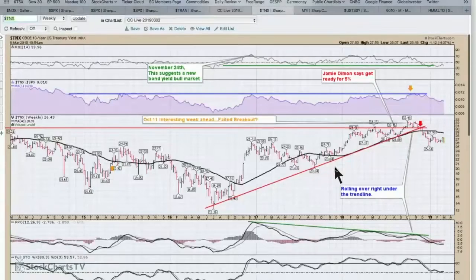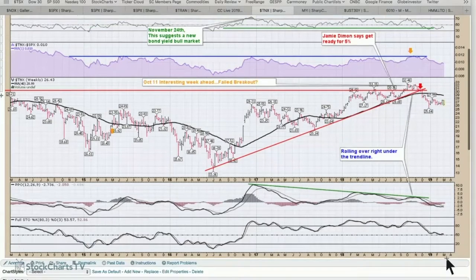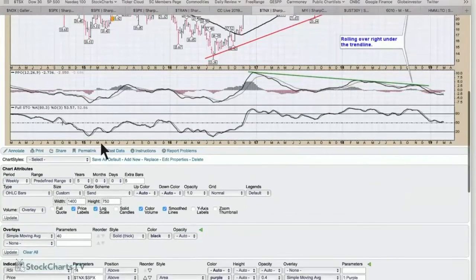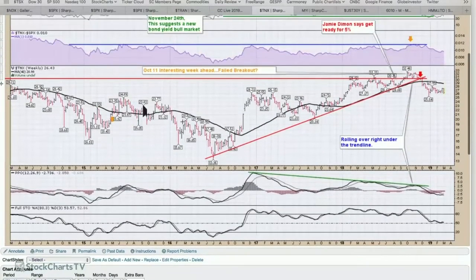Okay, so here's the 10-year yield, and I mentioned that this is breaking down, and it consolidated sideways, and now what we're watching for is which way this wants to break out. The full stochastic is right at 50, and why is that important? Well, again, going back multiple years, when the full stochastic fails to get back through that 50 level, you can see what happens to the chart. It just keeps falling.